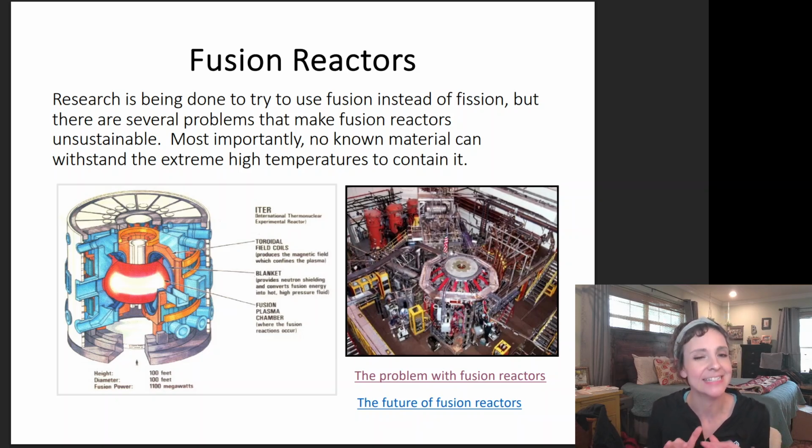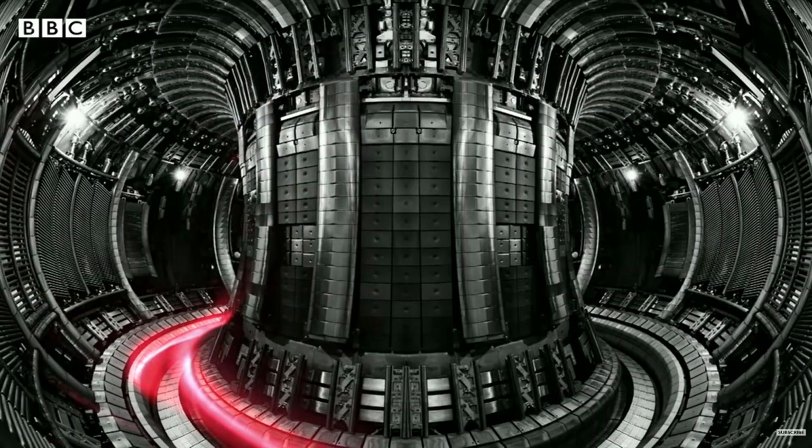Research is still being done to try to use fusion instead of fission for nuclear power plants, but there are several problems that make fusion reactors unsustainable, okay? We've got some super high temperatures and pressures that are required to get that started, and controlling that in terms of the material requirements and the energy requirements is very, very difficult. So let's look at where we are currently with the future of fusion reaction development and see where those problems still are. 2, 1, 0.